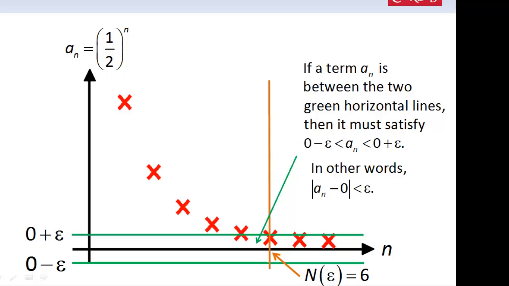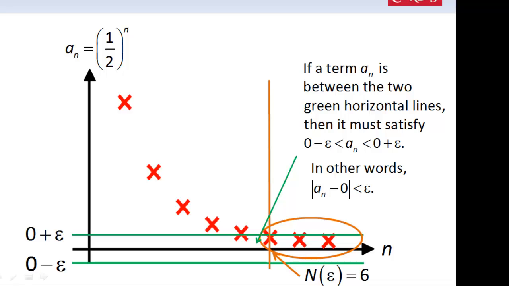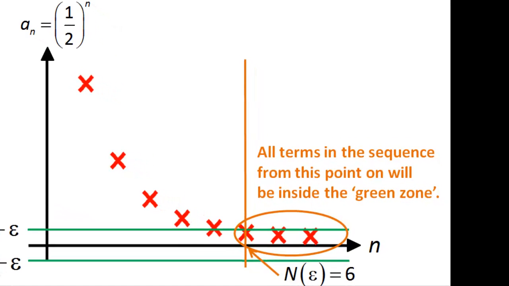Now suppose we draw a vertical line here, and this is going to show the value of n of epsilon. So the way we've drawn the diagram, we have that n of epsilon is equal to 6. And you can see that all of the terms in the sequence from this point onwards are going to be between the two green lines. And that's really what we're trying to show. We're trying to show that no matter how small you make epsilon, you can find some point in the sequence where all of the terms from that point onwards will be within a distance of epsilon from the limit value, which in our case is 0.